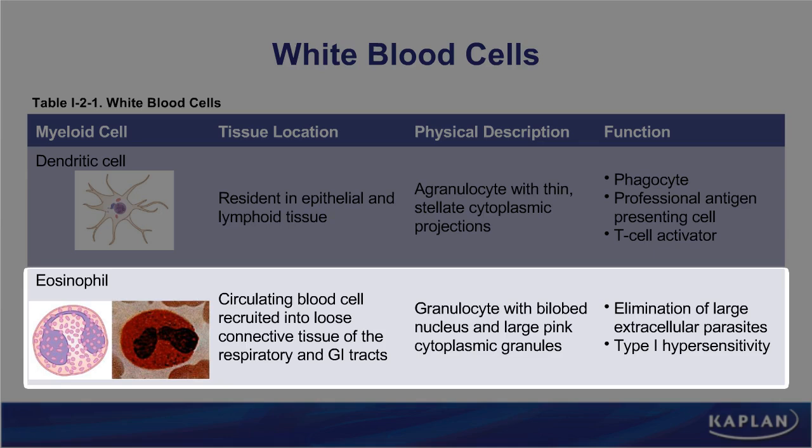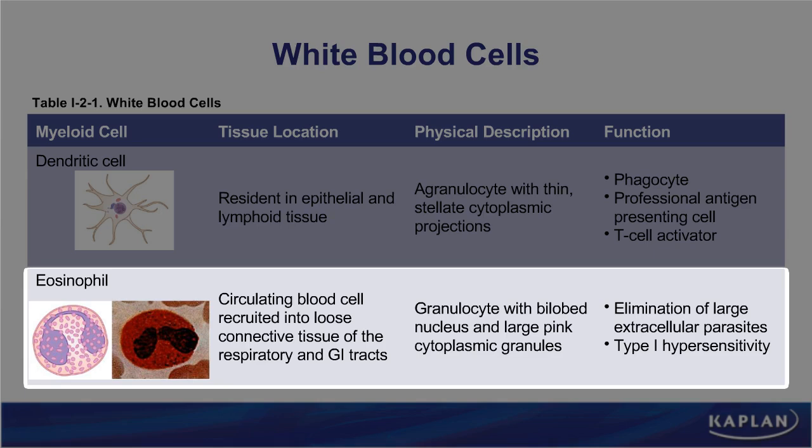So this bilobed nucleus. Also, if you look at them, you will notice that they are densely packed in their cytoplasm with these pink granules. And then do the final step. Look at it relative to the size of the red blood cell, much larger.